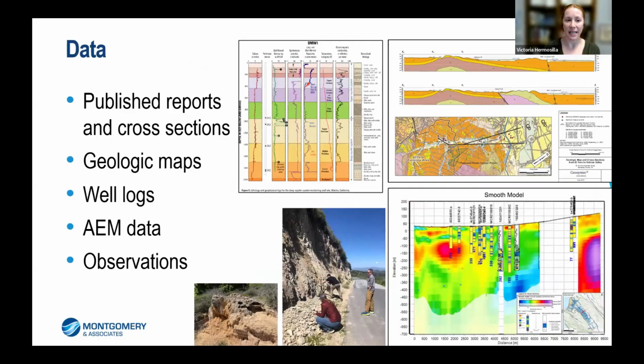Well, we build it with a lot of data. We use a lot of published reports and cross sections. We use geologic maps. We have a lot of well logs. Here in the Salinas Valley Basin, we have an abundance of AEM data. And then we can also use our own observations as trained geologists and hydrologists. And all of these data are available in this basin. In some areas, some types are more available than in other areas, but we bring this all together to build our conceptual understanding of the basin.